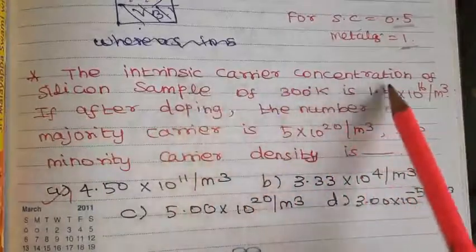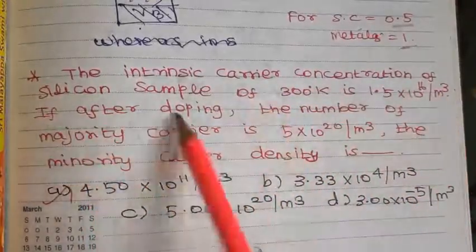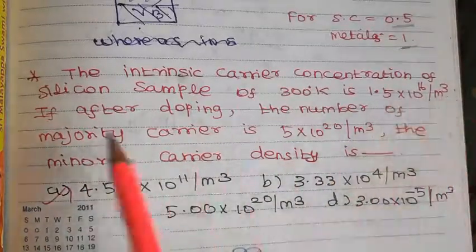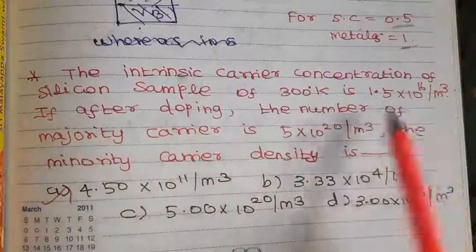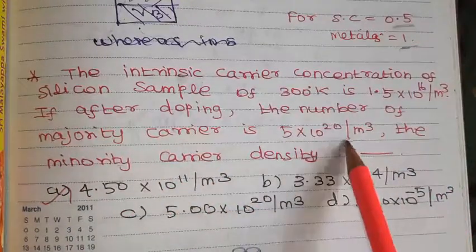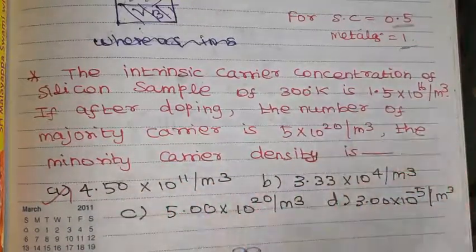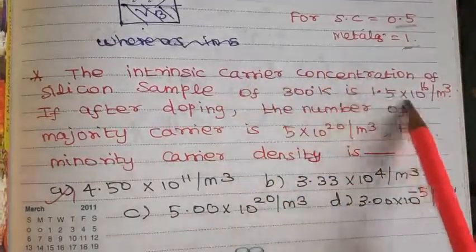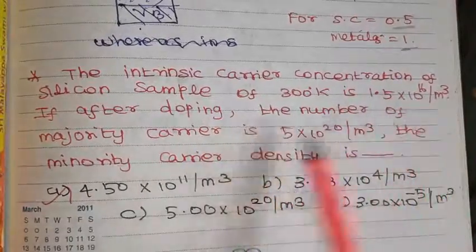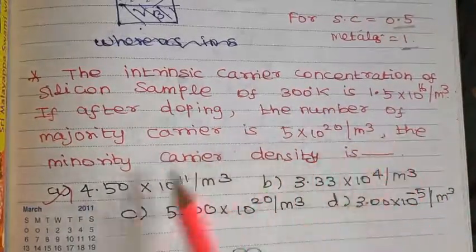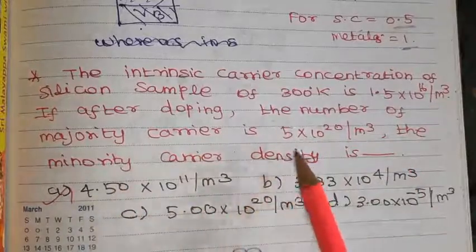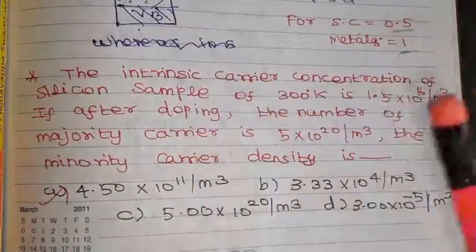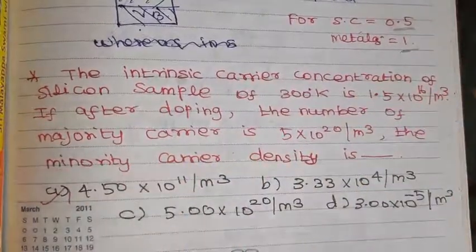The intrinsic carrier concentration of a silicon sample at 300 degree Kelvin is 1.5 into 10 power 16 per meter cube. And after doping, the number of majority carriers is 5 into 10 power 20 per meter cube. Find the minority carrier density. So what is given? The intrinsic carrier concentration value is given. After doping, the majority carrier concentration value is given. We are going to find out the minority carrier density.